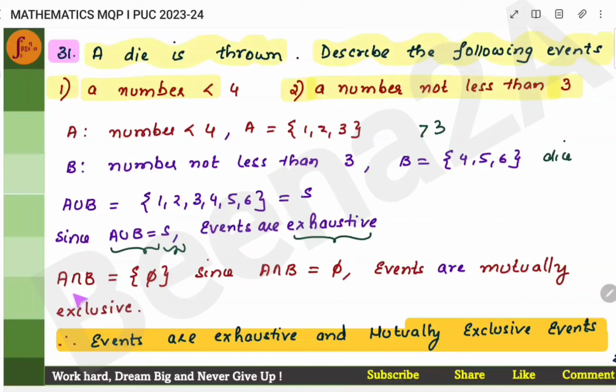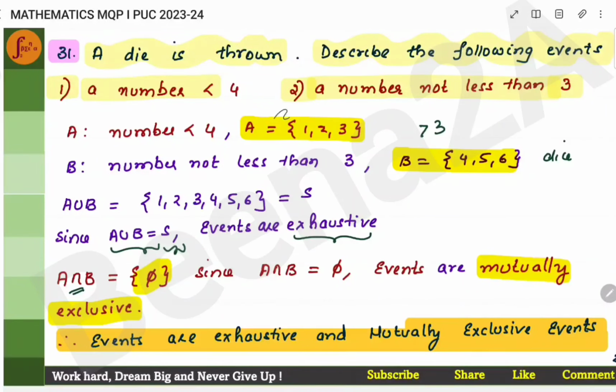Now you take A intersection B. Here it is null. There is nothing common between this set and this set. Since it is a null set, you can call the events mutually exclusive. What do you mean by mutually exclusive? Outcomes that come in event A don't come in event B, and outcomes that come in event B don't come in event A. They don't have any common elements. That's when it becomes mutually exclusive.